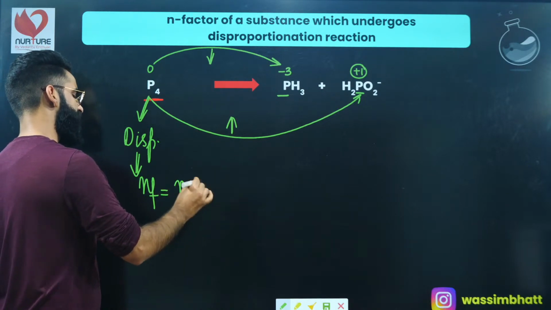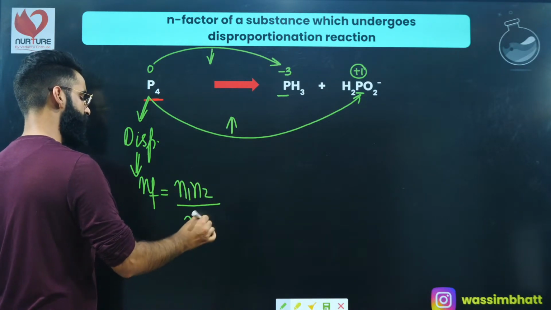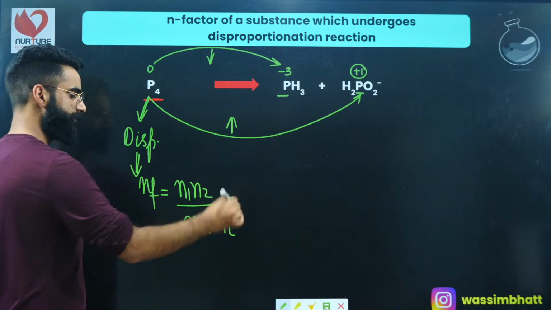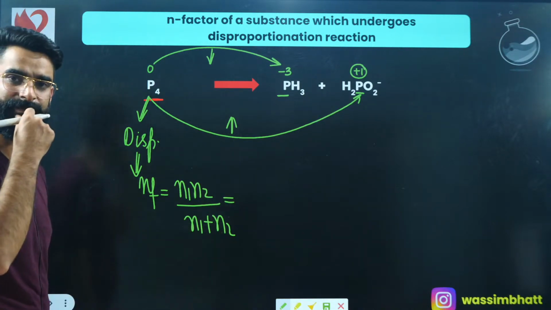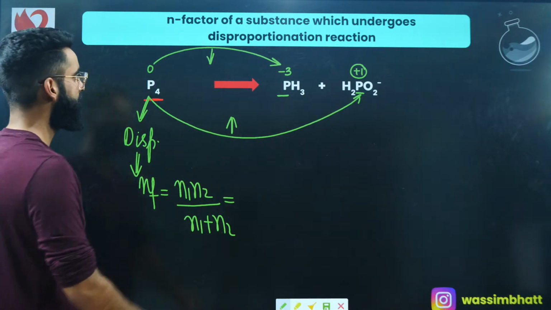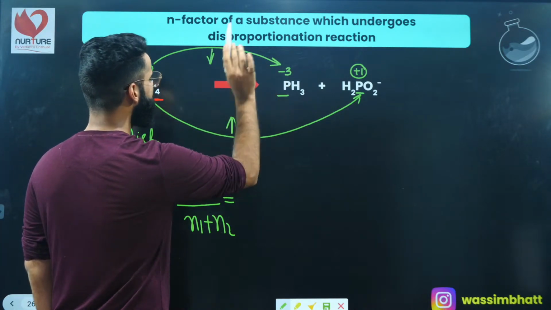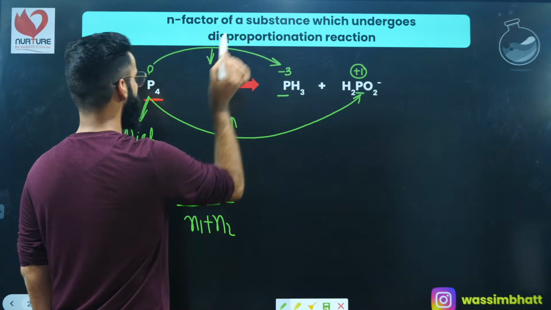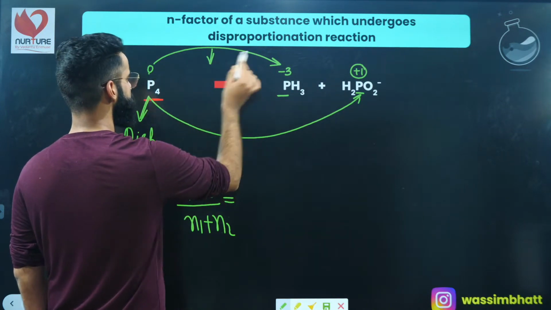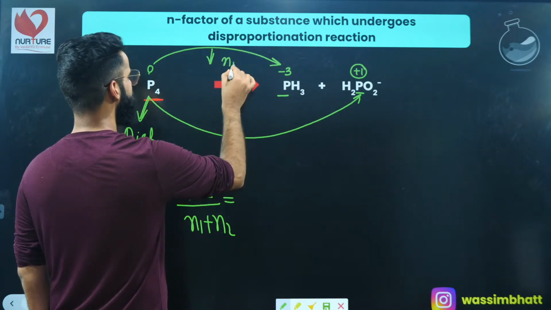Simply N1 N2 divided by N1 plus N2. I hope you remember it. Right, people? Now, 0 to -3. What is the change in oxidation state? 3 is the change in the oxidation state for 1 atom of phosphorus. But I have 4 atoms. So 4 3s comes out to be 12. So N1 value is equal to 12.